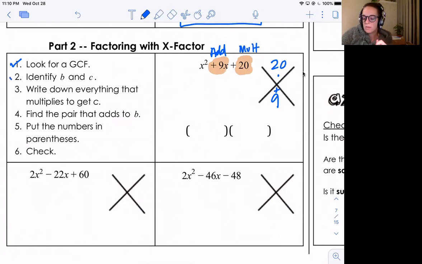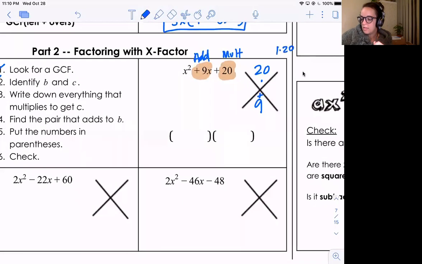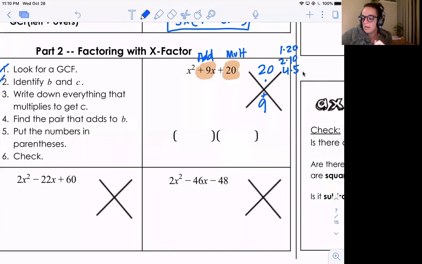One way you can go about doing that is to write down everything that multiplies to get C. So for 20, we might have 1 and 20, or 2 and 10, or 4 and 5, and then 5 and 4. Those are all my options. And I need to find the pair that adds to B. So in this case, find the pair that adds up to 9. 4 and 5 add up to 9. So my numbers are 4 and 5.